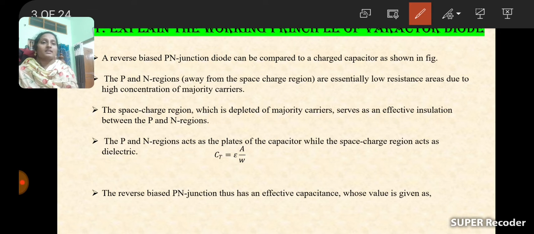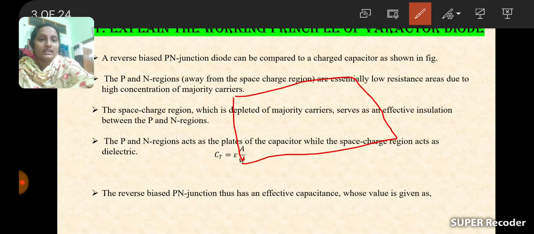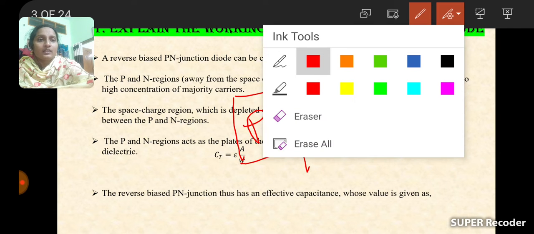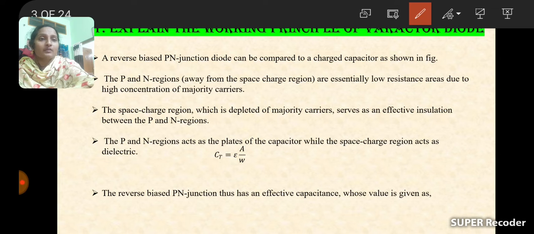Why does the diode act like a variable capacitance? Why is the diode circuit equivalent to a capacitance? First I would like to explain two things here. Transistors and diodes are made with semiconductor materials, whether PNP or NPN. Here we would like to explain the varactor diode.